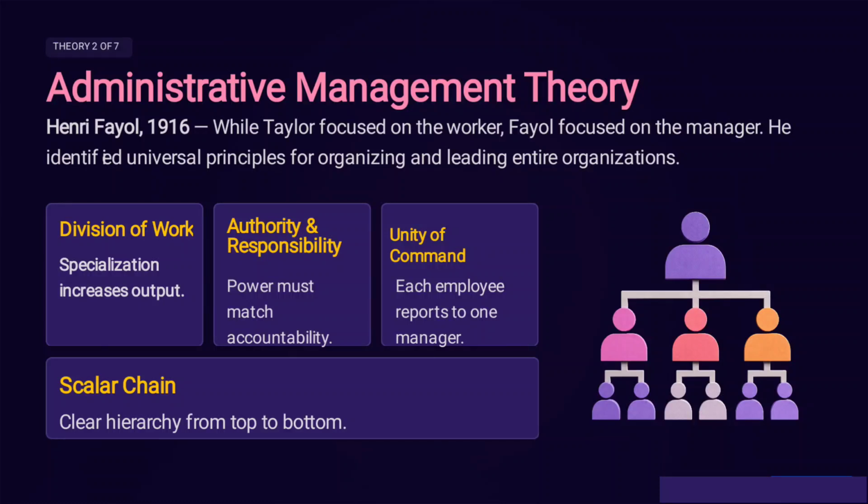The first one is division of work. Specialization increases output. According to the specialization of the worker, the work is divided among specific workers. The second one is authority and responsibility. Power must match accountability. The third one is unity of command.